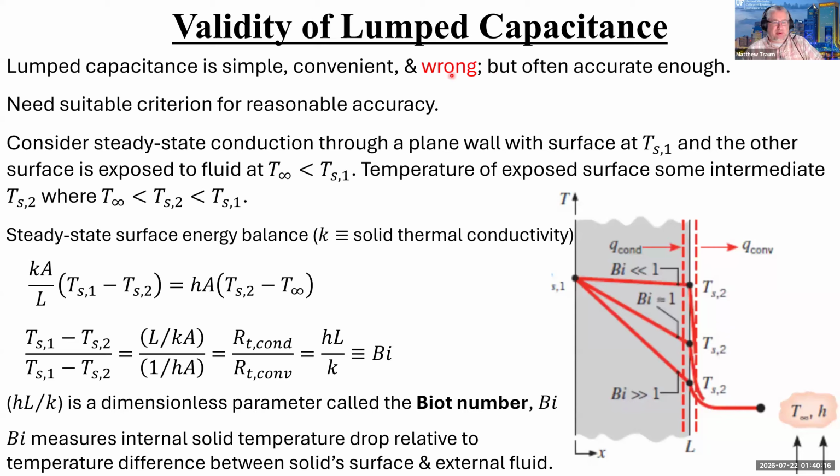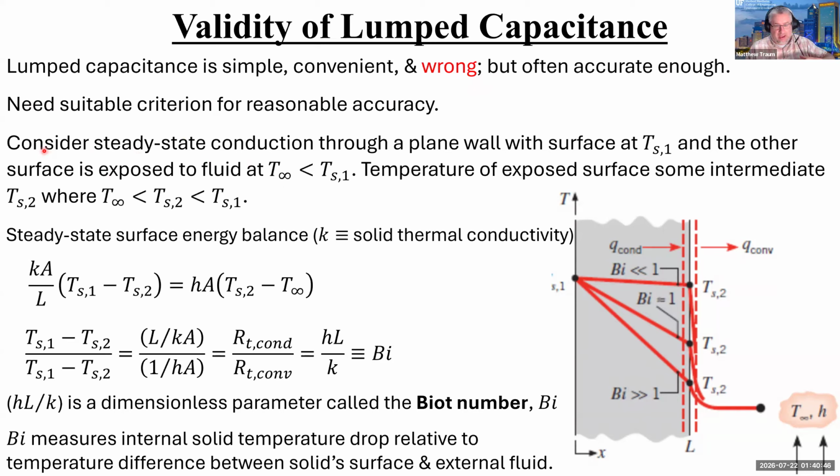But despite the wrongness of having uniform temperature on the inside of your object, the math is often accurate enough for engineering purposes. And so, just like we do with boundary layers and other things where we set an arbitrary criterion for reasonable accuracy, we need the same thing for lumped capacitance. The way to get your mind around that is a little bit counterintuitive, right?